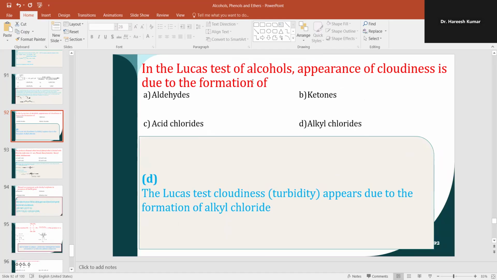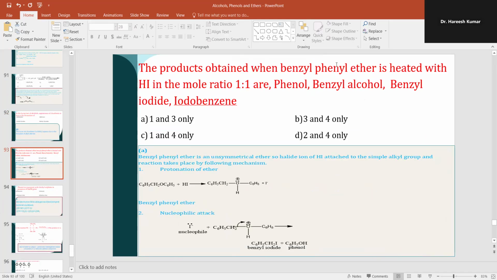So in the Lucas test of alcohols, appearance of cloudiness is due to formation of alkyl chloride. Then the products obtained when benzyl phenyl ether is heated with HI. That means it's a cleavage of ether. So on cleavage of ether, benzyl iodide and phenol will be the products. That means 1 and 3 only. 1 and 3 means phenol and benzyl iodide. Let's take another question.